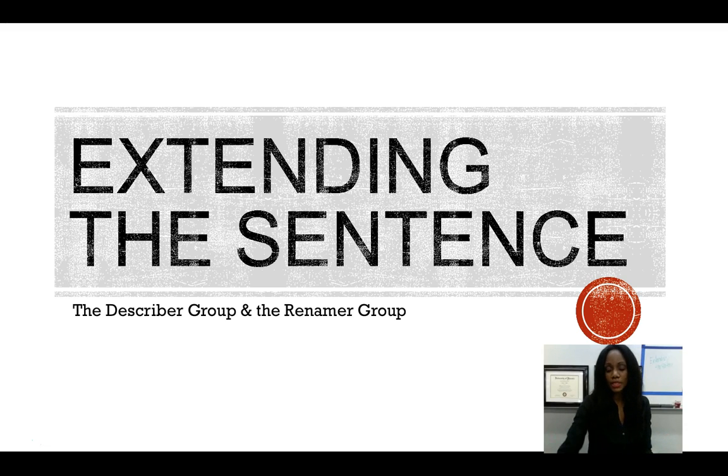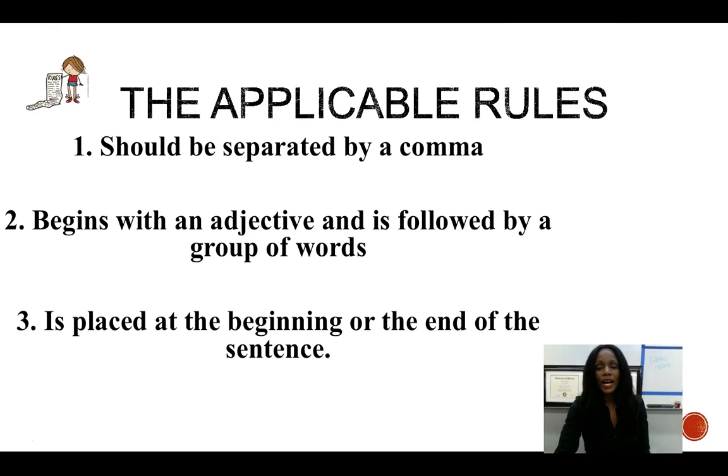So let's take a look at the applicable rules as they pertain to extending the sentence using either a renamer or a describer group. Here are three rules. One is these groups need to be separated by a comma. What that means is you have your phrase and then you connect the rest of the sentence by including a comma before or after the phrase, depending on where it falls in the sentence. Number two is it always begins with an adjective, at least for the describer group, and it's followed by a group of words. And this part applies to both.